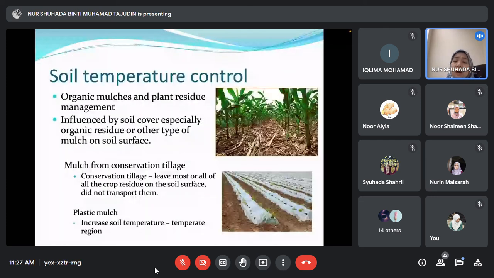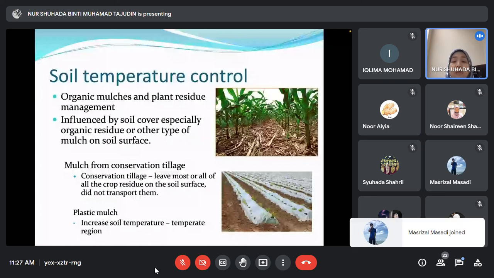Bila kita nak control temperature ni, not only temperature we want to control, but we also want to control the moisture. Sebab kalau temperature tinggi, automatic moisture akan hilang kan. So organic mulches and plant residue management is one of the practices we can do to control the loss of moisture or to reduce the impact of the heat.